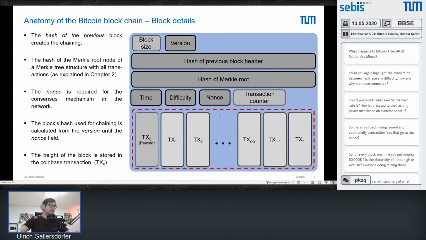So what you see here is we have color coding. This dark gray stuff is included. This lighter gray is not included in the hash. So the block's hash used for chaining is calculated from the version until the nonce field. So version, hash of previous block header, hash of Merkle root, time, difficulty, and nonce are included in the block header.